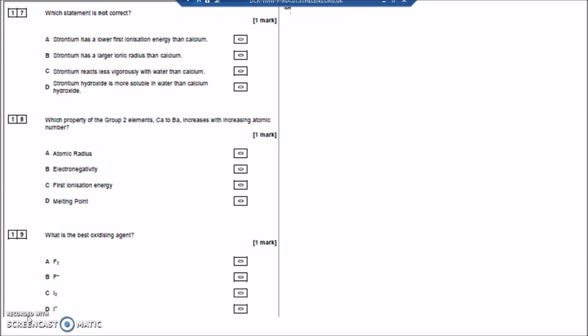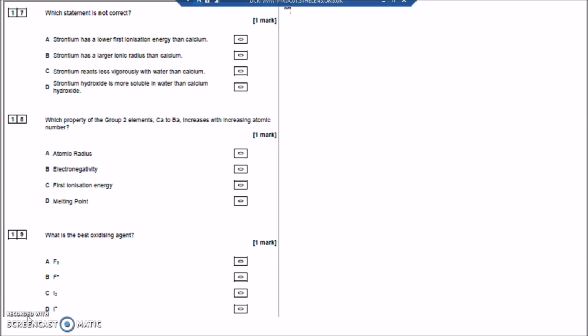More electrons, more shells, further away from the nucleus, a larger radius. Strontium reacts less vigorously with water. Now, as you go down the group, you get more and more reactive, so strontium will react more vigorously. Remember, if it's losing electrons, they're going to be more easily lost if they're further away from the nucleus, with more shielding and lower nuclear attraction.